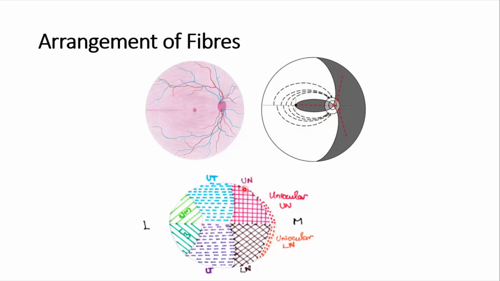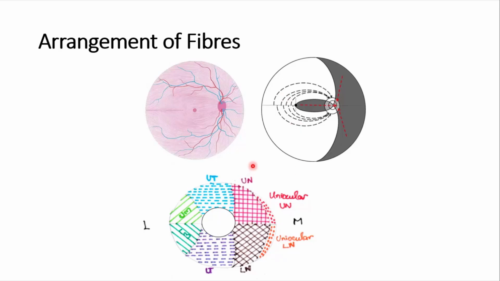So the arrangement of fibers when we do a cut section of the optic nerve head, we'll see like this. So this would be the cup. All the temporal fibers go to the temporal aspect of the optic nerve head. The arching fibers from the temporal side will go to the superior and inferior aspects. And all fibers which are nasal to the macula will go to the nasal aspect.